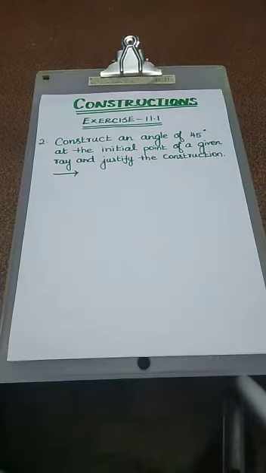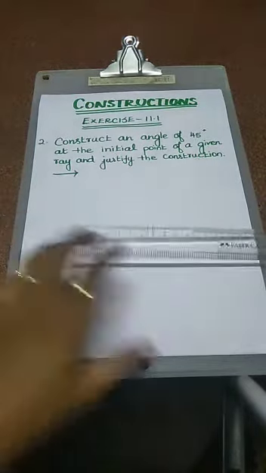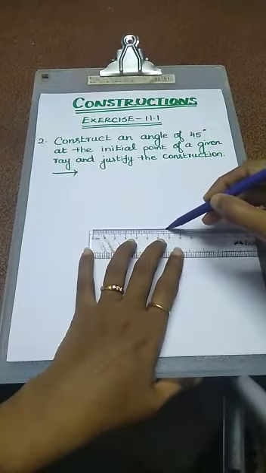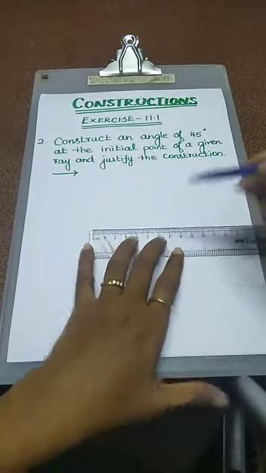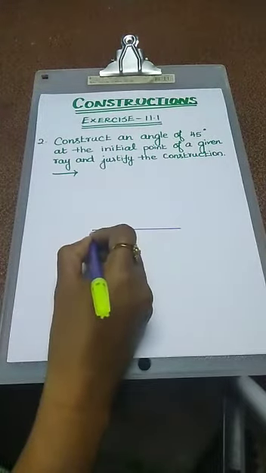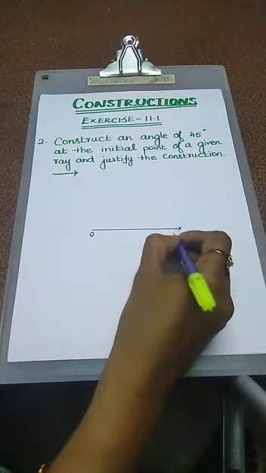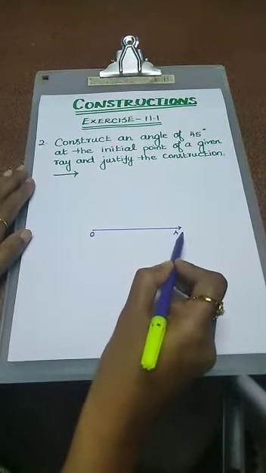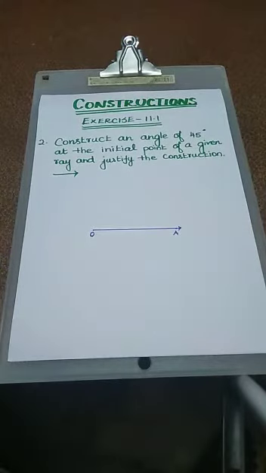How to make one ray. Draw one ray. Give some name for this ray. This is point O. This one is A. A ray has a starting point and no ending point. Okay. Next we have to make an angle of 45 degree.